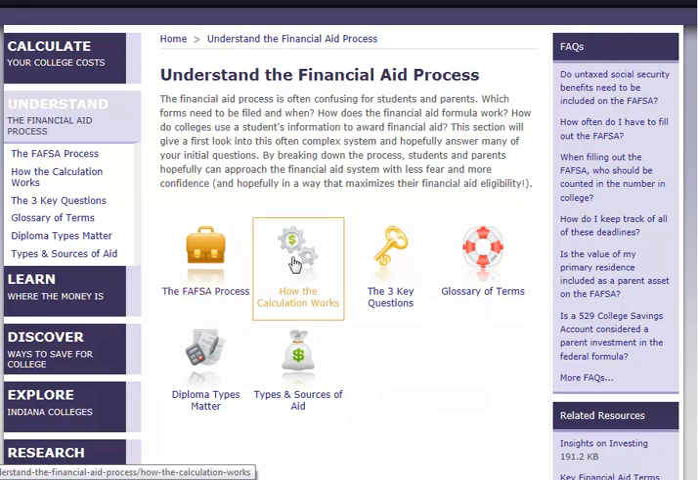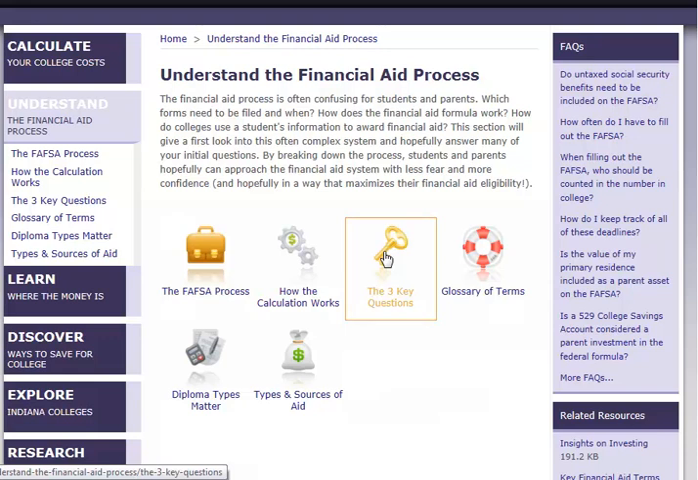How the calculation works. This section explains the three parts of the federal formula that the federal government uses to come up with your EFC, or Expected Family Contribution. Remember, your EFC is used to calculate federal, state, and institutional need-based grants and scholarships, so it's very important that you know how the calculation works.